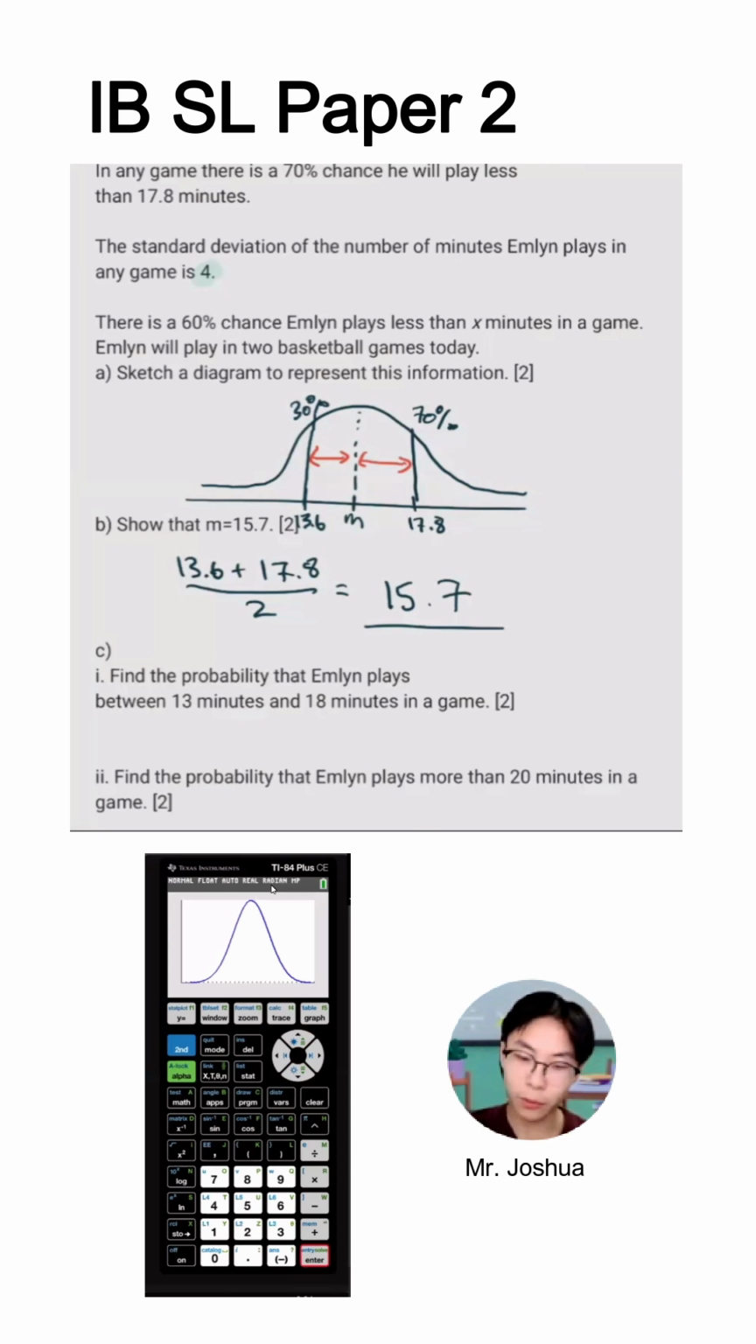So now that we have our plot, we want to find the probability that Emlyn plays between 13 minutes and 18 minutes in a game. Now we can go back to our distribution area and look for the draw function. So instead of distribution, we're going to go right to draw and click the first one, shade normal distribution. Our lower will be 13 minutes and our upper will be 18 minutes because we're looking for in between 13 minutes and 18 minutes. Our mean is the same, 15.7, and our standard deviation is 4. We'll keep the color blue and we'll draw it on. So this is our probability of between 13 minutes and 18 minutes, and you can see the area is 0.46752. So our probability is a 46.8% chance.